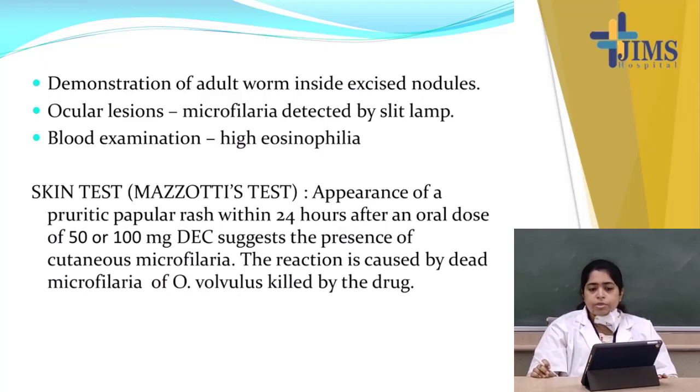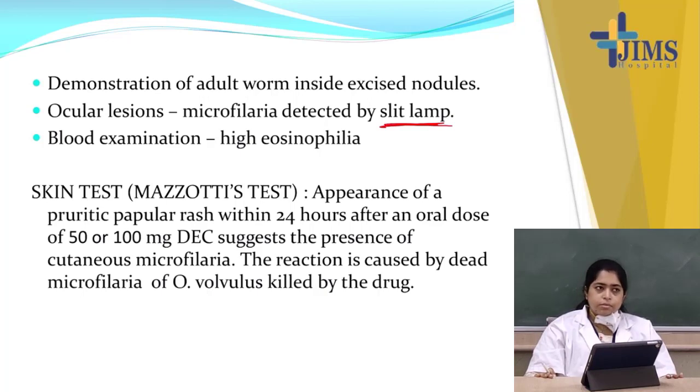Next, we can also demonstrate the adult worms. In the skin snip, we are demonstrating the microfilaria. For the demonstration of the adult worm, we can excise the nodules. What you will find if we excise the nodules: first concentric layers of fibrous tissue, and in the center the adult worms, both male and female, intertwined. Now, ocular lesions: the microfilaria is detected by slit lamp, and in blood examination we will find high eosinophilia.